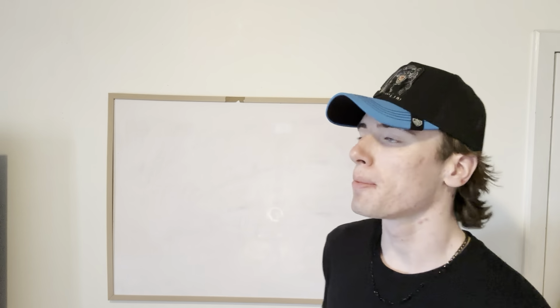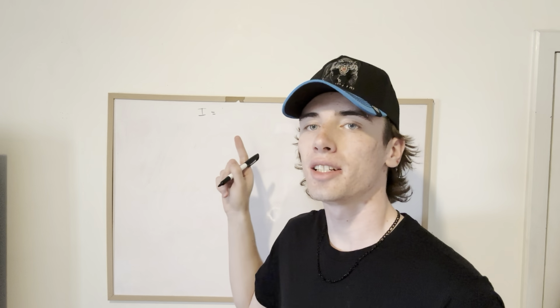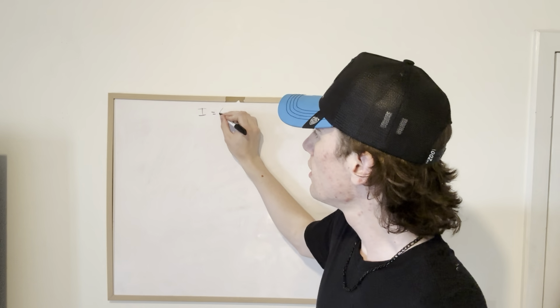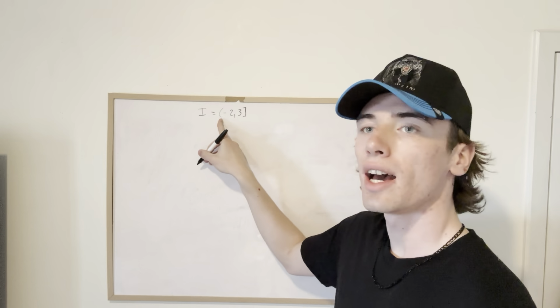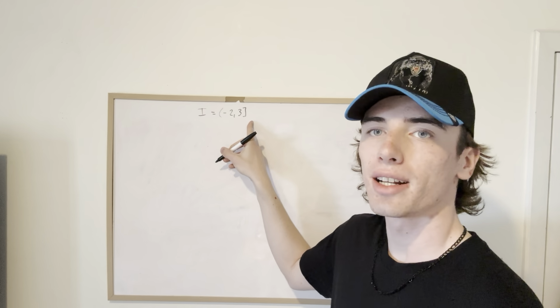Today we're going to be proving an interval when you multiply it by a number that is a real number. So we're going to do an example and I'm going to show you guys how to do this. The interval we're going to be working with today is I equal to (-2, 3]. The left side is going to be open, the right side is going to be closed.